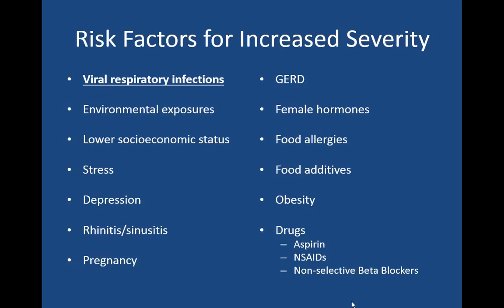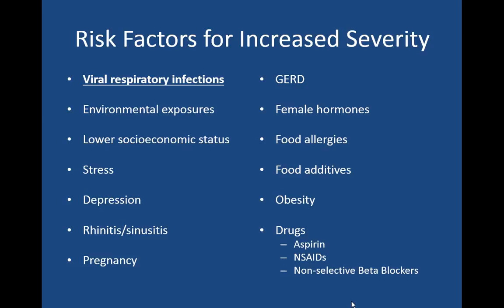Pregnancy, we talked about, that kind of goes along with female hormones. Any kind of allergies, obviously food allergies, environmental allergies. Obesity is another one. We talked about GERD too. But obesity kind of is an independent risk factor for asthma, and then a more severe asthma on top of that. So lots of children who are morbidly obese, oftentimes if they'll just lose body weight, it will help control their asthma independent of drugs. So that's a big one.